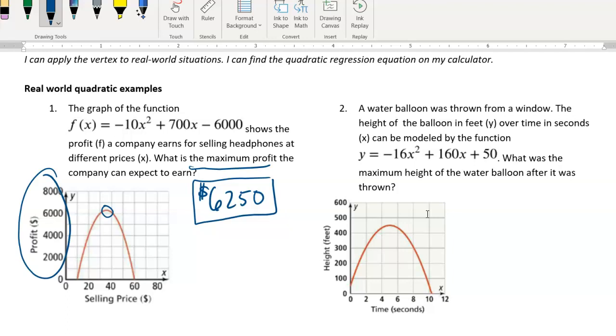All right, so when you did that, you should have, again, changed your window settings and then gone through the process of finding that maximum value. Should have gotten a maximum value of 450 feet. So after 5 seconds, the 5 you wouldn't use, but 450 would be the maximum height. That's what we're trying to find.